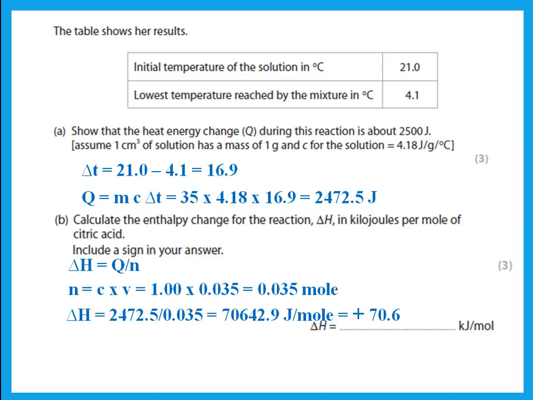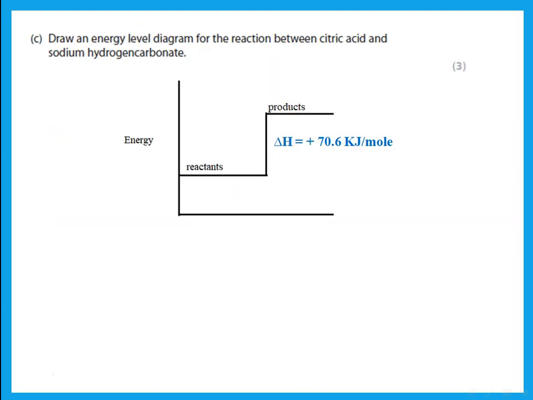Again, what would be the sign here? How did I know it's supposed to be positive? Because the initial temperature is 21 and the final temperature is 4. That means the temperature went down and that means it is an endothermic reaction. And that means if he says draw an energy level diagram, the reactants are doing an endothermic reaction. That means the reactants will gain energy. That means the products have higher energy than the reactants. And the difference in energy between the reactants and the products is the delta H that we calculate.